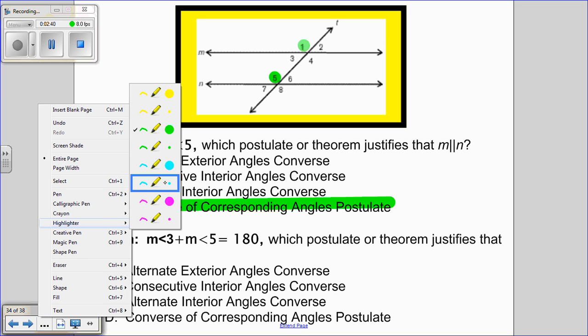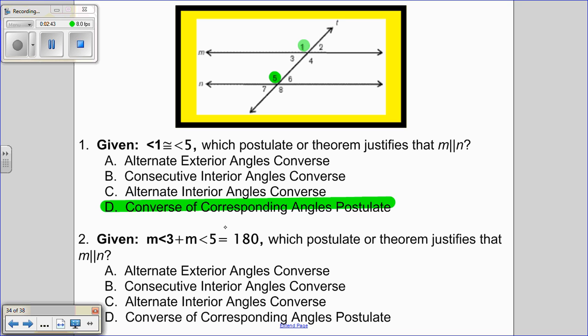Now, it says the measure of angle 3 and angle 5 add together to become 180. So here's 3 and 5 again. So those are consecutive interior. Consecutive interior because they're on the same side of T and they're both inside. So since they're consecutive interior angles, they're supplementary, and the converse of that theorem is the justification for why M and N are parallel. So that's B.